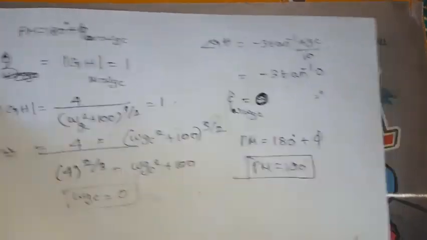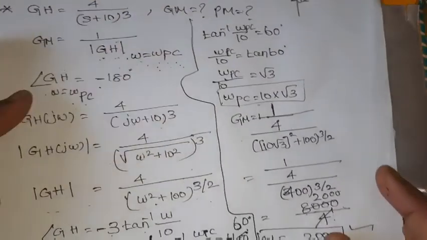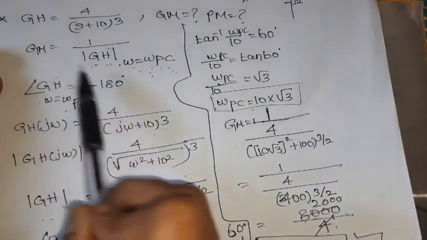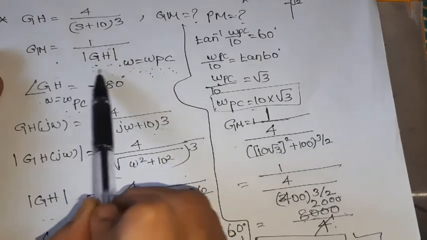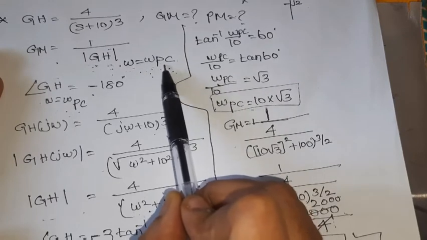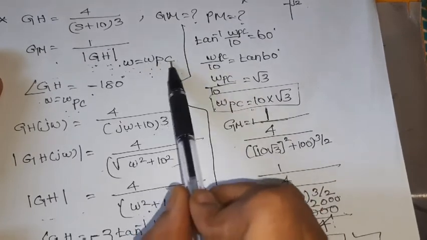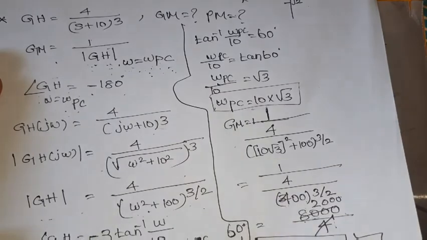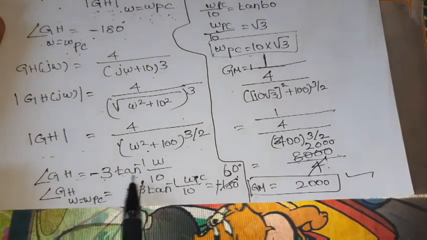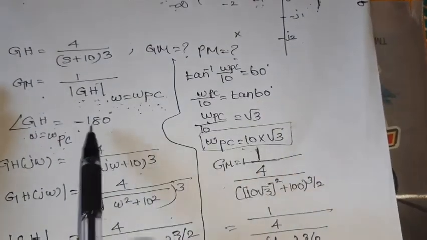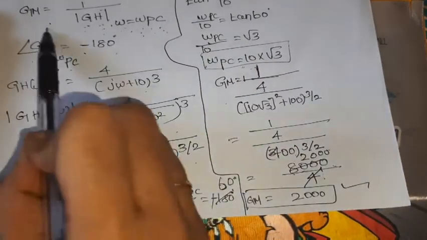This is the gain margin and phase margin. This is the concept behind how to find them. For gain margin, it is 1 by the magnitude of GH at omega equal to omega PC, the phase crossover frequency. At omega equal to omega PC, the angle of GH should be equal to minus 180 degrees. So find the angle of GH at omega equal to omega PC, find the omega PC value, and substitute in the modulus of GH in the gain margin formula. We get the gain margin value.